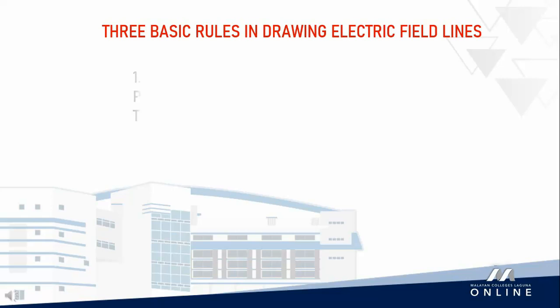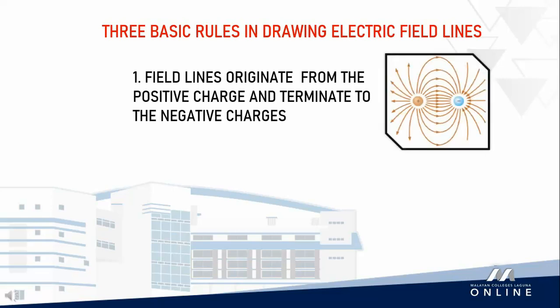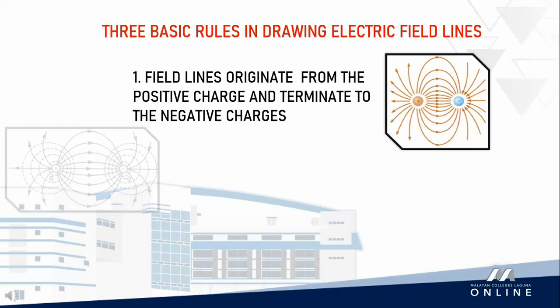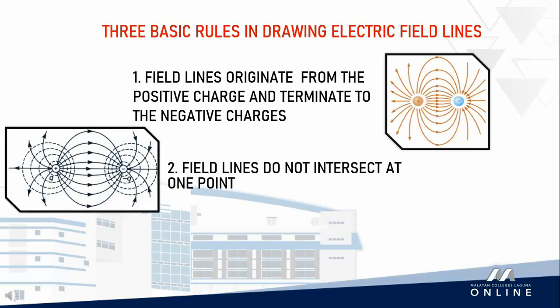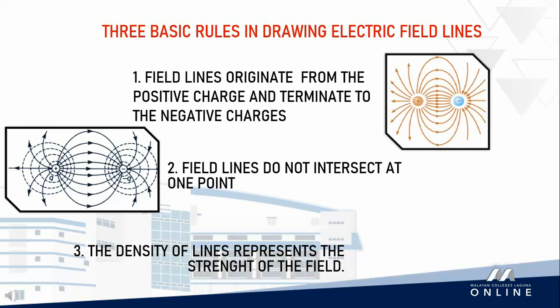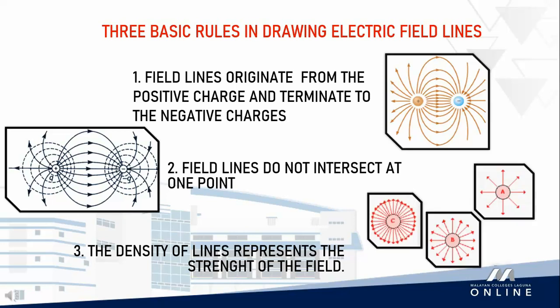First, field lines emanate from the positive charge and terminate to the negative charges. Second, field lines do not intersect at one point. Instead, they only meet if the force between the charges is attractive. And lastly, the density of lines or the number of lines per space represents the strength of the field. In other words, the more lines that we draw, the stronger the electric field. If the lines are equally spaced, it can be said that the electric field is uniform.